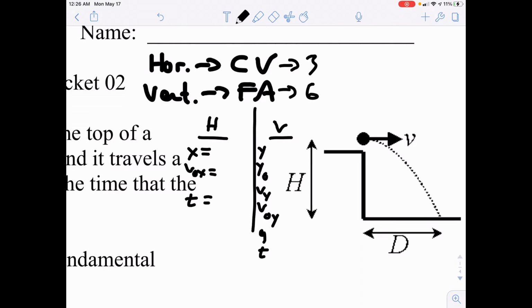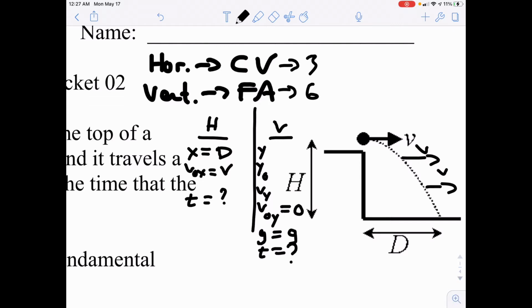Now, the horizontal distance, that would be d. The horizontal velocity would be v, and it remains the same all the way through. We do not know the time it takes to go this distance, nor do we know the time it takes to fall, and so we label that with an unknown. We're going to leave g. Normally we'd put g equals 10, but we'll just leave it as g.